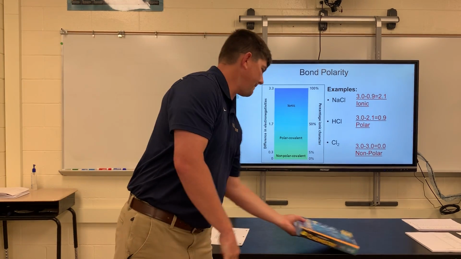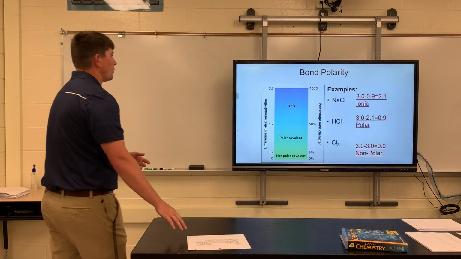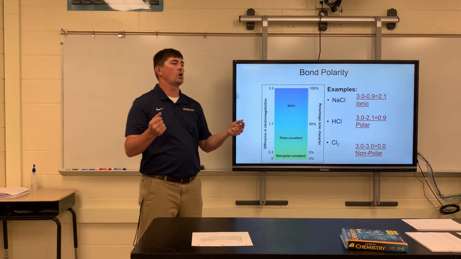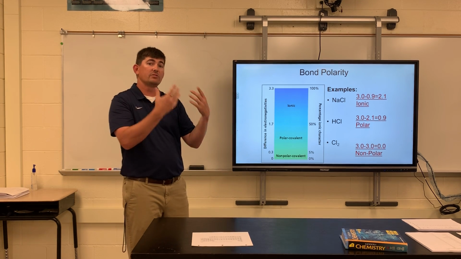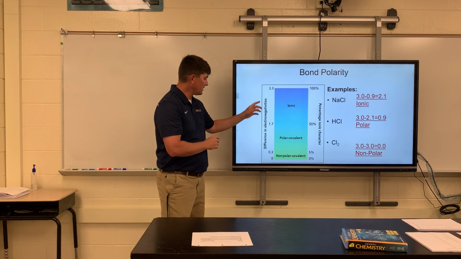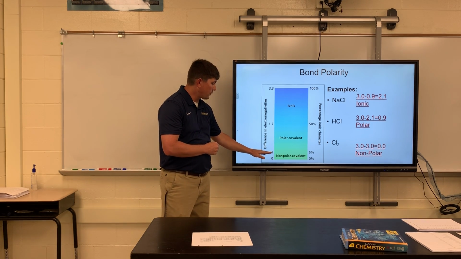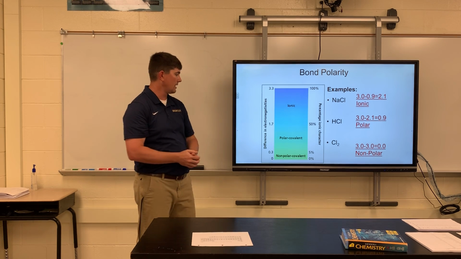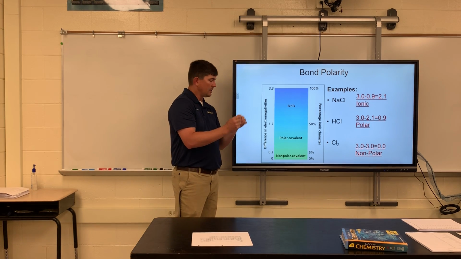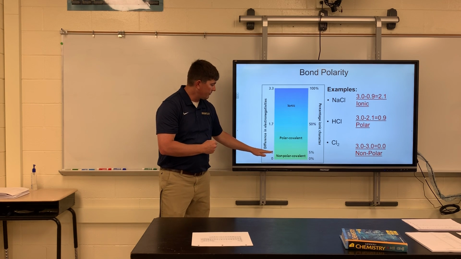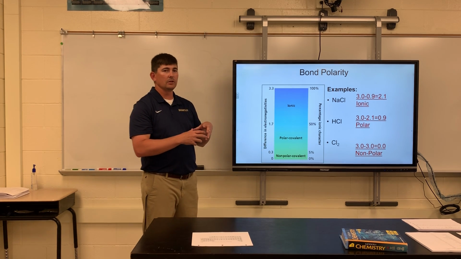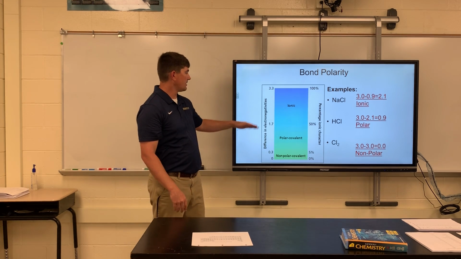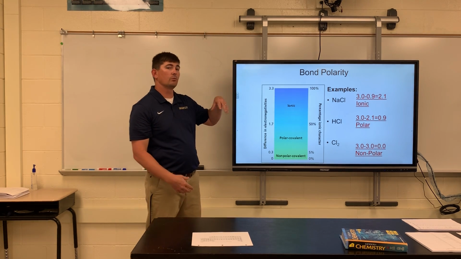So when we look at the atoms and see what their electronegativity values are, if we subtract them, we get their differences. If the difference is from 0 to 0.3, we would say that is a non-polar covalent bond. If when we subtract them the difference is anywhere from 0.3 up to 1.7, we would say that is a polar covalent bond. And if it's anything above 1.7, we'd say it's ionic.